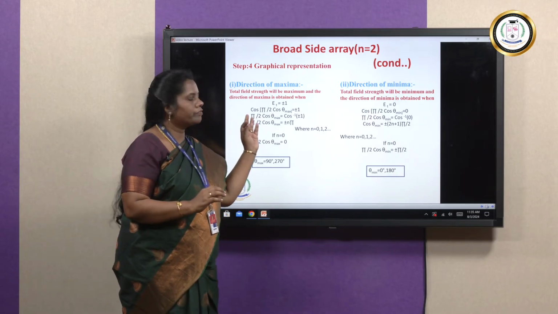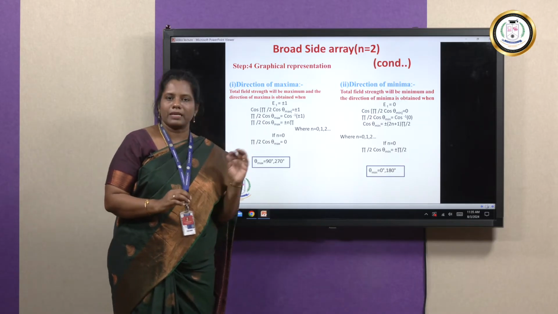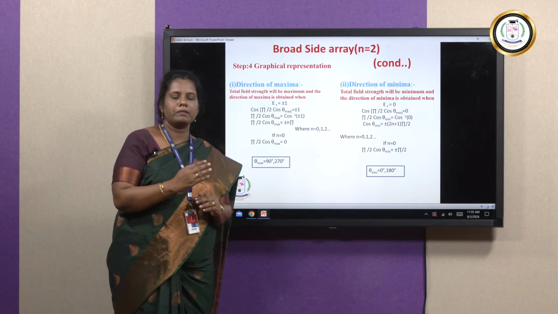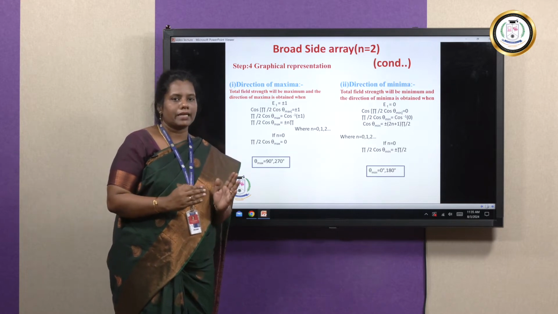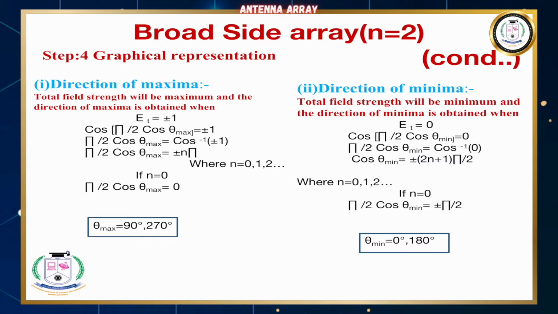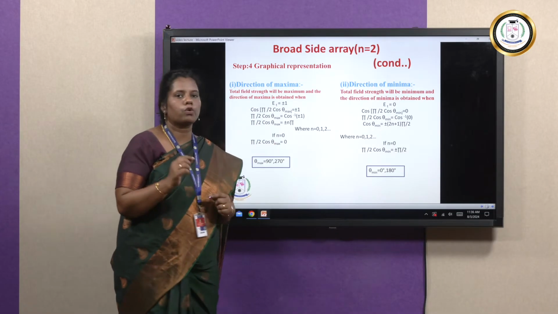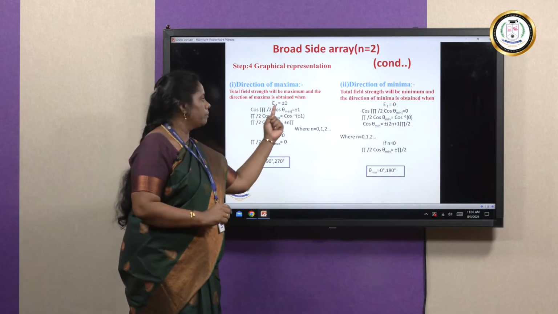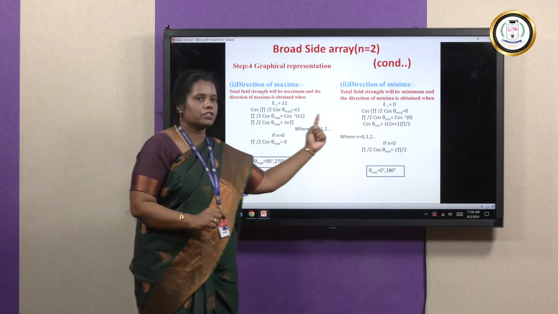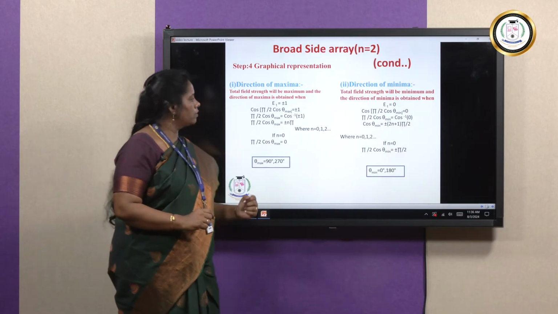So, we should find the direction of maxima. Maxima is nothing but the maximum radiation in the direction. Then the direction of minima, that is the minimum direction, and finally the half power point direction. For the direction of maxima, we take the total electric field strength as plus or minus 1, whereas in the direction of minima Et is equal to 0.